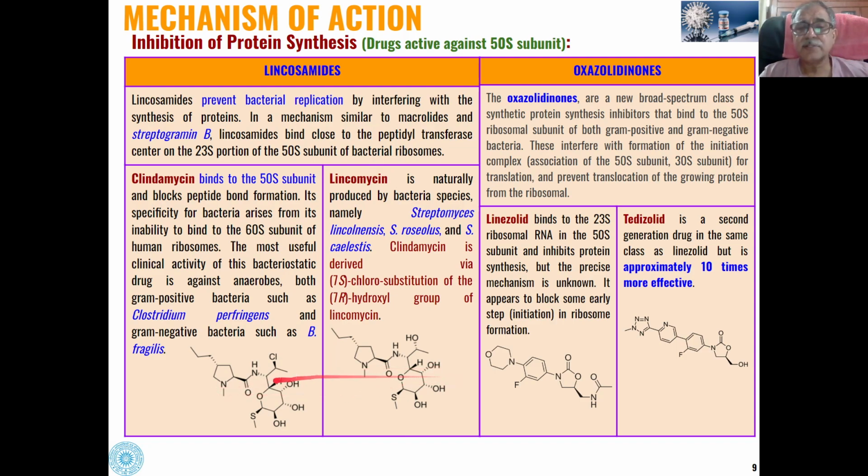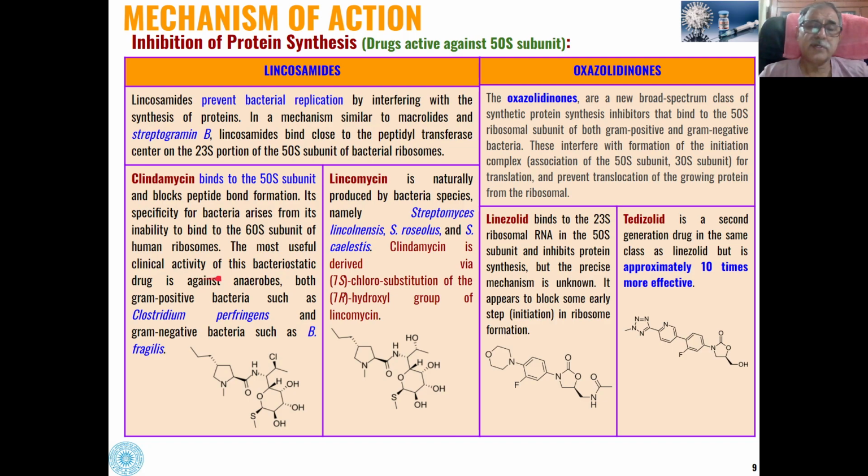They have similar structure. You can see if this hydroxyl group of lincomycin is replaced by chloro group, then this will be converted into clindamycin. Clindamycin binds to again the larger subunit and this blocks the peptide bond formation. And again this is specific for bacteria in comparison to human 60S subunit of the human ribosomes.